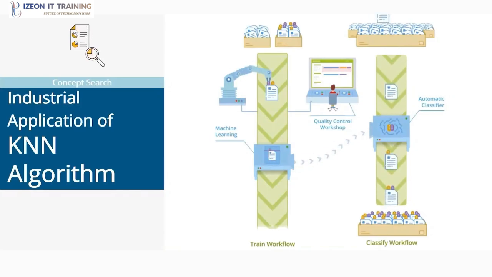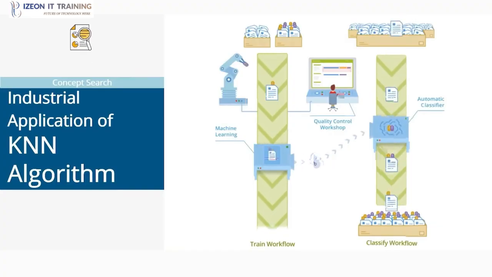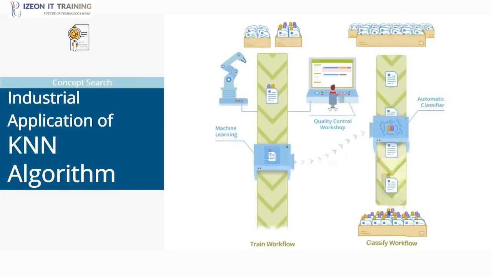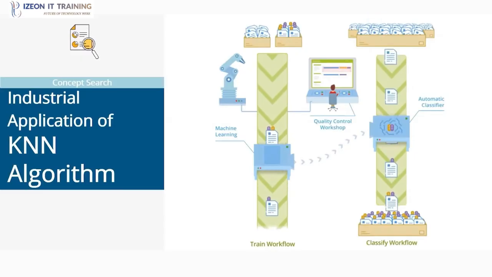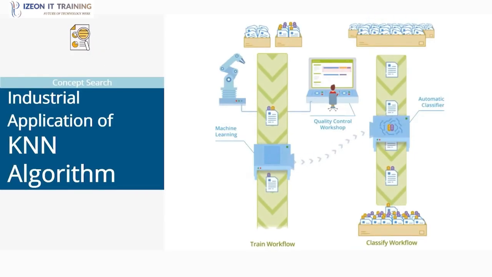So the next industrial application of the KNN algorithm is concept search, or searching semantically similar documents and classifying documents containing similar topics. As you know, the data on the internet is increasing exponentially every single second. There are billions and billions of documents on the internet. Each document on the internet contains multiple concepts.